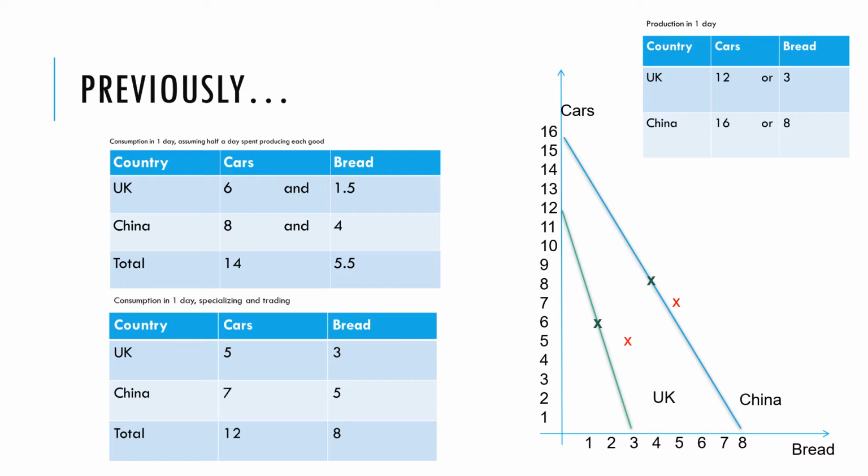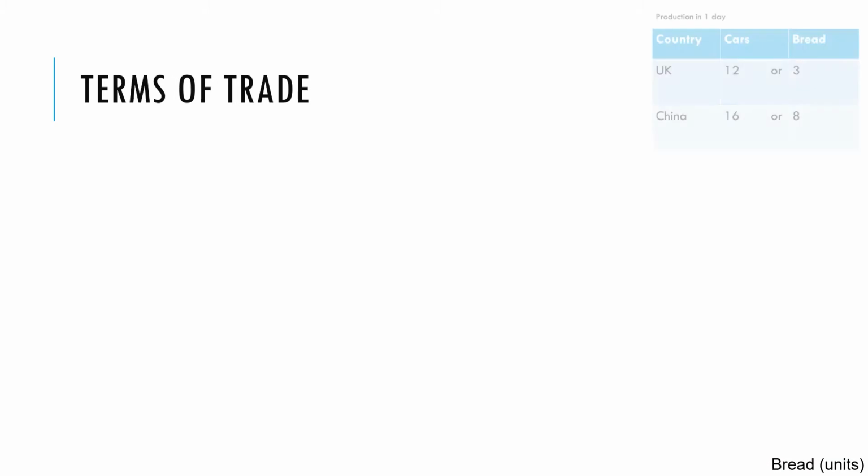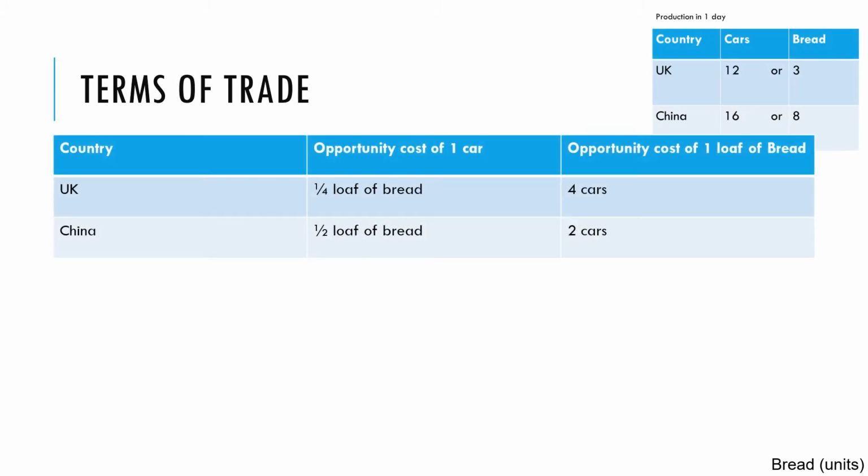Now, the theory of the terms of trade is kind of the however. Comparative advantage says, yes, countries could benefit, but the terms of trade dictates whether countries actually will. So we said that comparative advantage exists where the country has the lowest opportunity cost. So the UK, when it makes a car, is sacrificing a quarter loaf of bread. And when China is making a loaf of bread, it's sacrificing 2 cars.